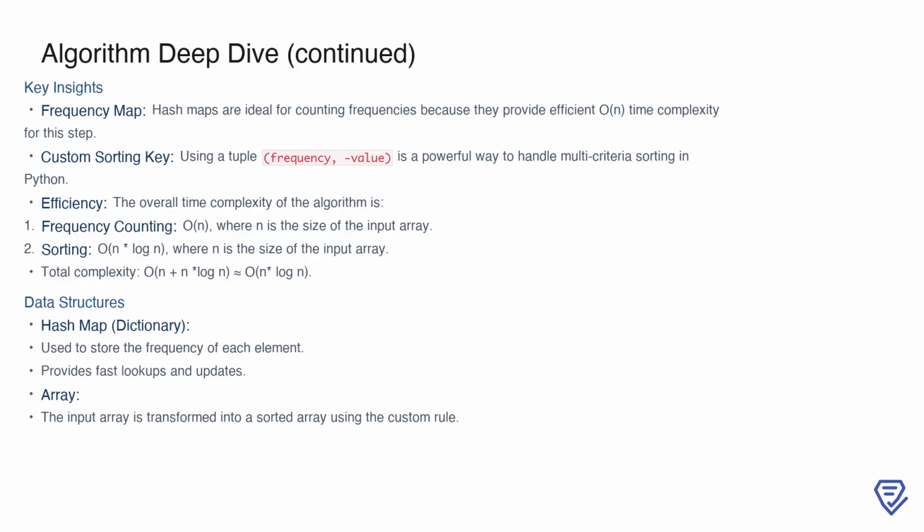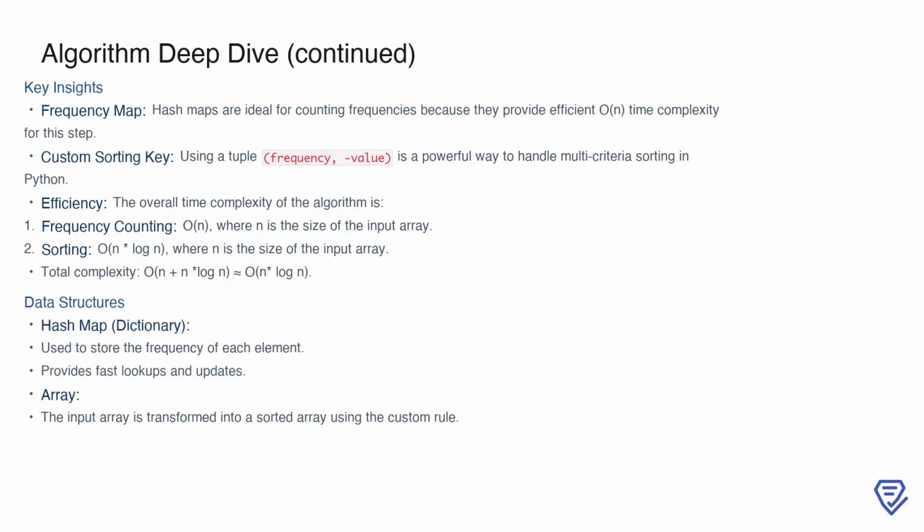There are several key insights to take away from this algorithm. First, using a hash map to count frequencies is ideal because it allows us to complete this step in O(n) time, where n is the size of the input array. Second, the custom sorting key, (frequency, -value), is a powerful tool for handling multi-criteria sorting in Python. This method ensures that the frequency is prioritized, and ties are resolved by descending order of the values.